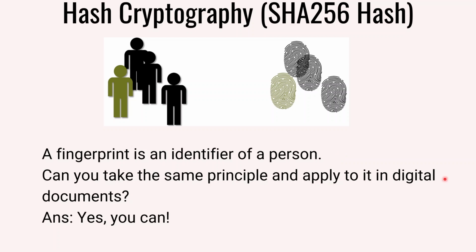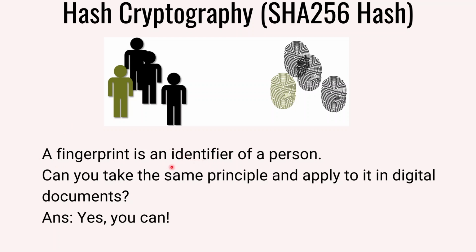So let's come to hash cryptography. We will learn the SHA-256 hash in this video. We all know that every single person in the world has his own fingerprint, so we can say that a fingerprint is an identifier for a person. But can we think of this for digital things like PDFs, documents, even operating systems? Yes, we can take the same principle and apply it to digital documents.